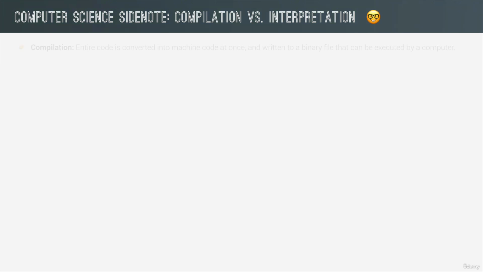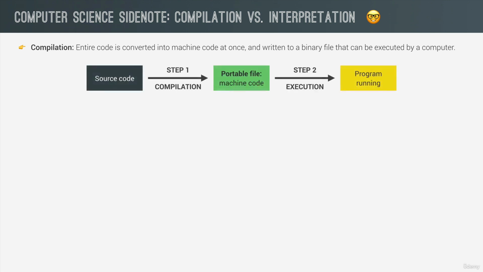So in compilation, the entire source code is converted into machine code at once. And this machine code is then written into a portable file that can be executed on any computer. So we have two different steps here. First, the machine code is built, and then it is executed in the CPU, so in the processor. And the execution can happen way after the compilation, of course. For example, any application that you're using on your computer right now has been compiled before, and you are now executing it way after its compilation.